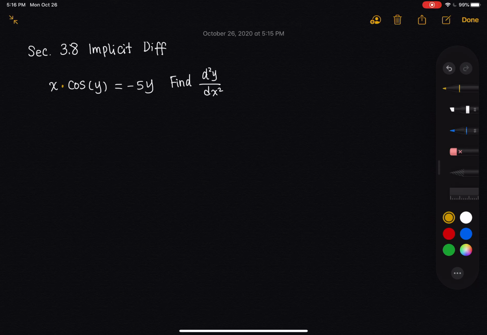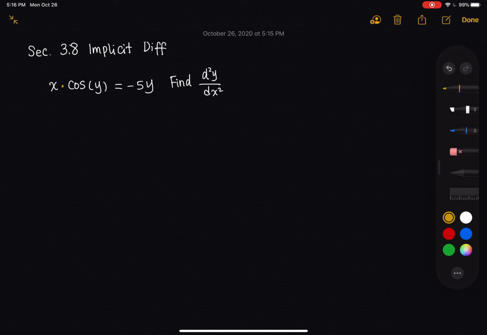Section 3.8 Implicit Differentiation. For this problem, we need to find the second derivative. So you will have to find the first derivative implicitly, and then you take the derivative again implicitly to find the second derivative. The point of this problem is to make sure you can handle complicated and repetitive calculation accurately.